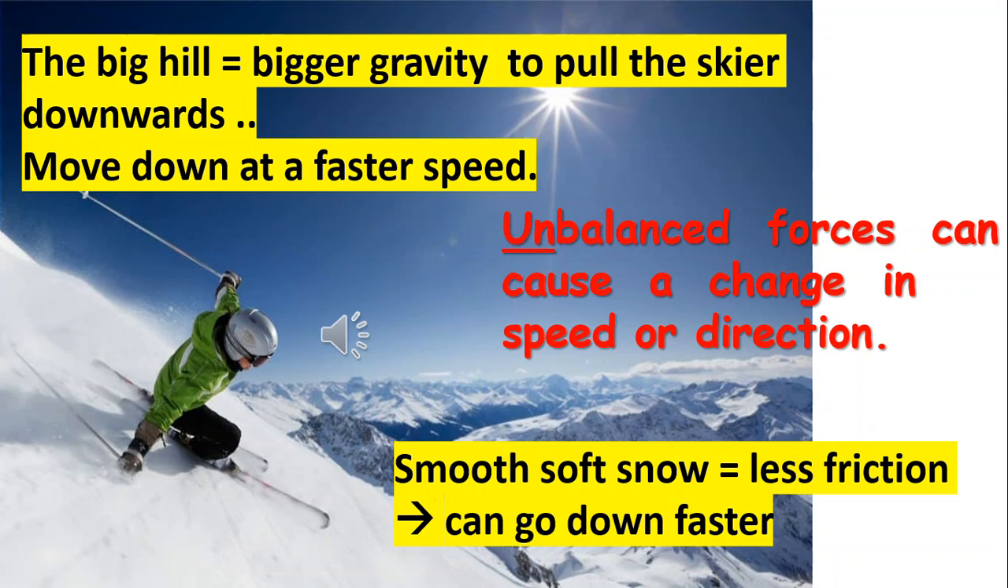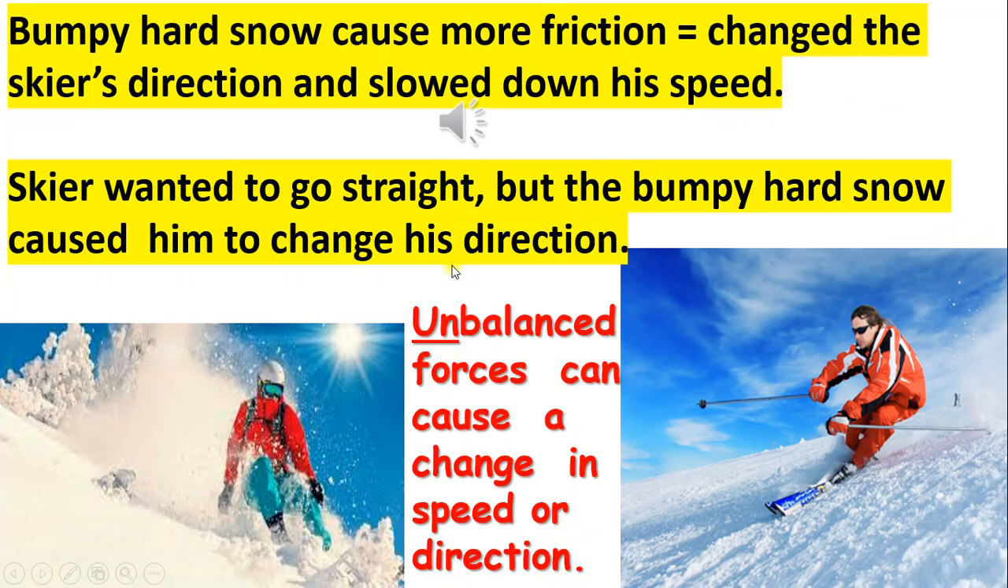The big hill has bigger gravity to pull the skier downwards. Therefore, the skier moves down the hill at a faster speed. The smooth snow causes less friction on the skier. Less friction from the snow enables the skier to go downhill faster. Unbalanced forces can cause a change in speed or direction. The bumpy hard snow caused more friction, which changed the skier's direction and slowed down his speed.